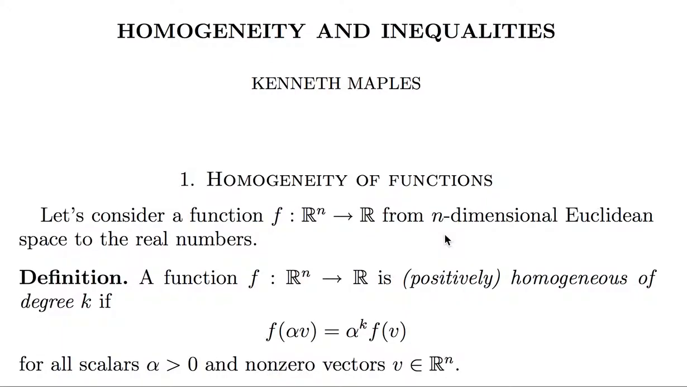Homogeneity and inequalities. Homogeneity of functions. Let's consider a function f from R^n to R, from n-dimensional Euclidean space to the real numbers. Definition. A function f: R^n to R is positively homogeneous of degree k if f of alpha v is the same as alpha to the k times f of v, for all scalars alpha greater than 0 and non-zero vectors v in R^n.